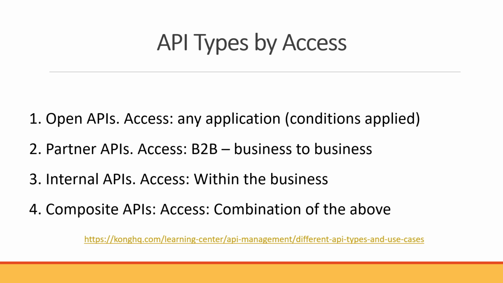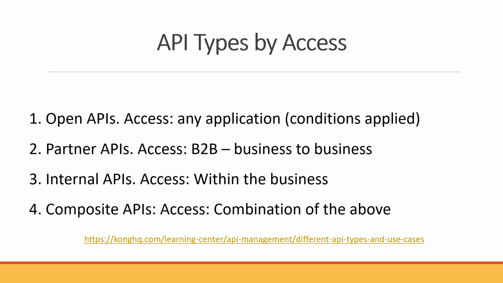Let's talk about different types of APIs by access. So the very first category are open APIs. They call them open APIs because anybody can use them. I put "conditions apply" because some of the APIs are completely free, some APIs are paid, and some APIs are hybrids. So let's say you get 1000 API calls a day for free, and if you go over that limit you have to pay.